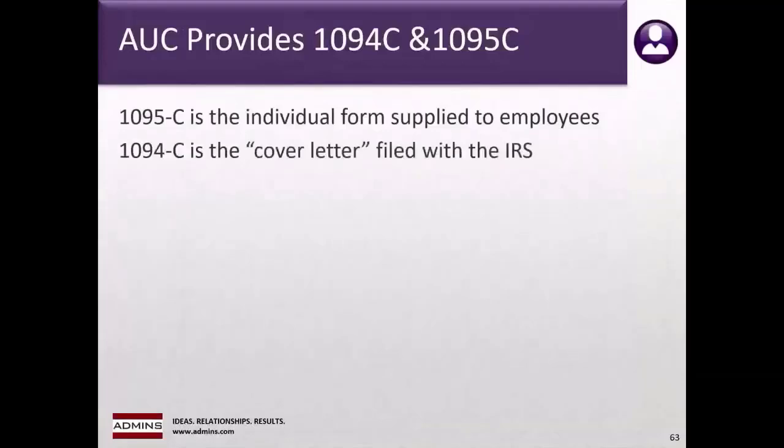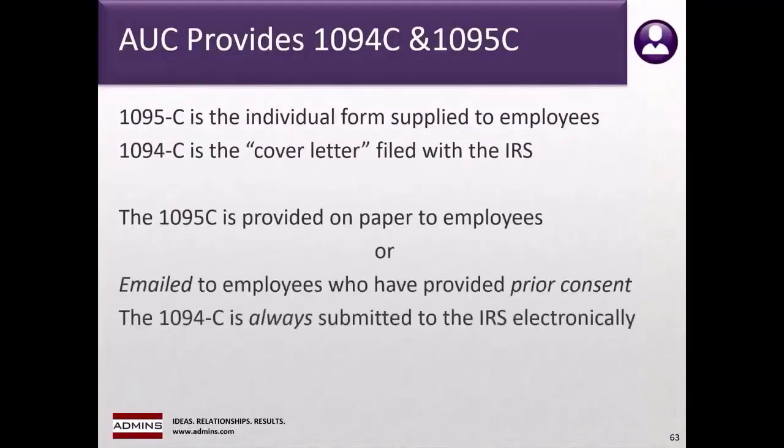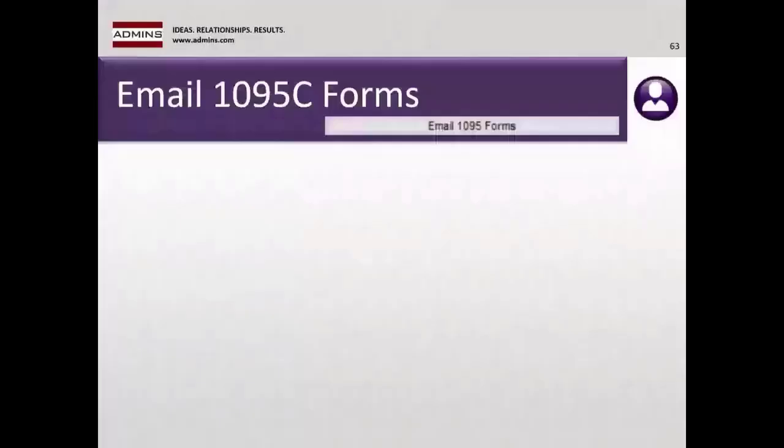And AUC software creates everything you need to comply with ACA requirements. It provides your employees with 1095-C forms, either postal mailed or emailed or distributed on site, and creates the electronic submission to the IRS.